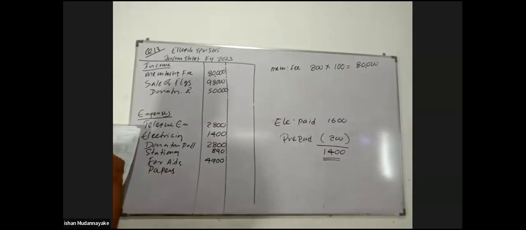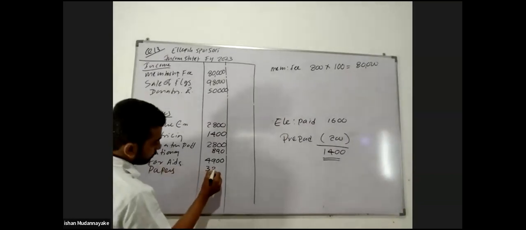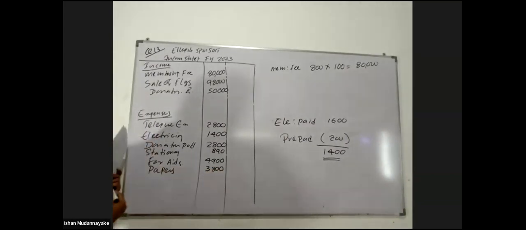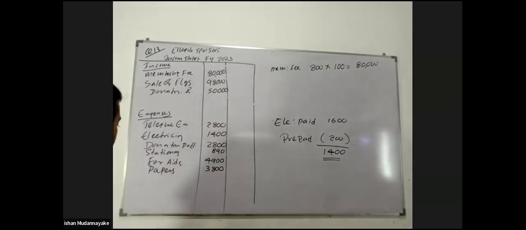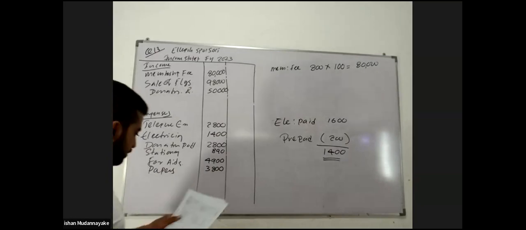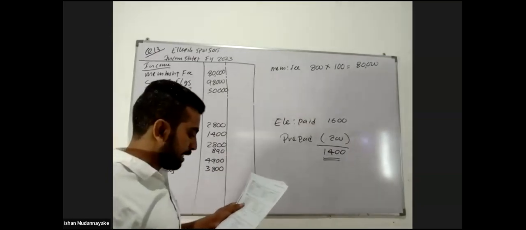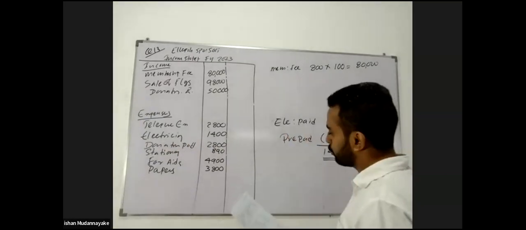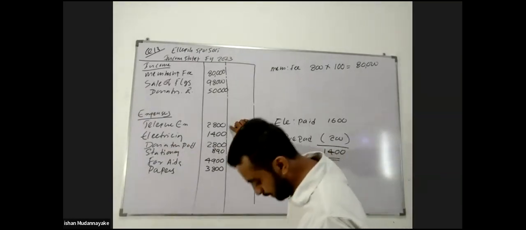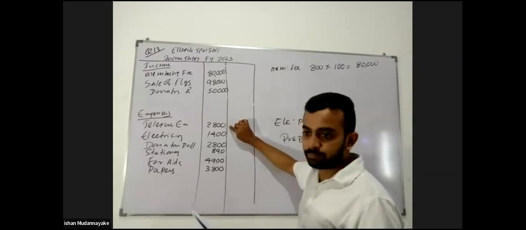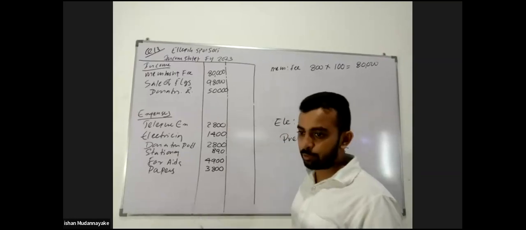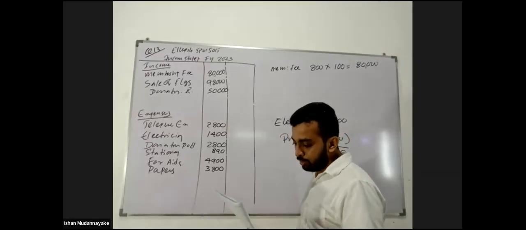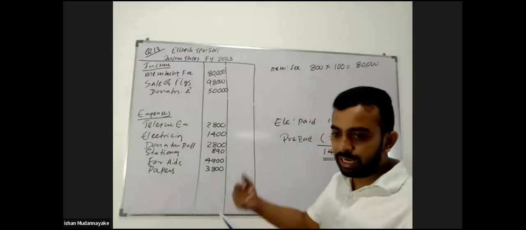Purchase of papers, 3,800. Next one. Telephone expenses. Telephone expenses also we have recorded. The relevant telephone expense for the period we have recorded here. Therefore, the telephone expenses paid amount we can ignore.